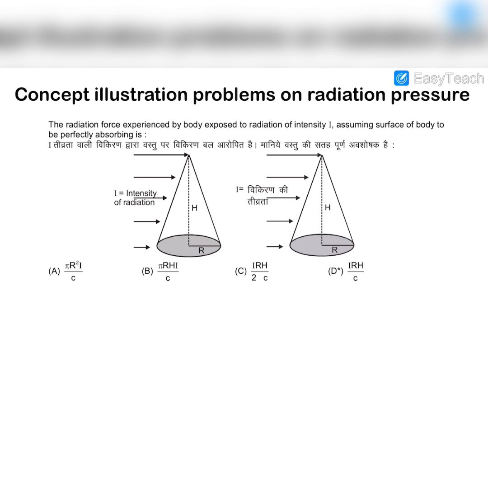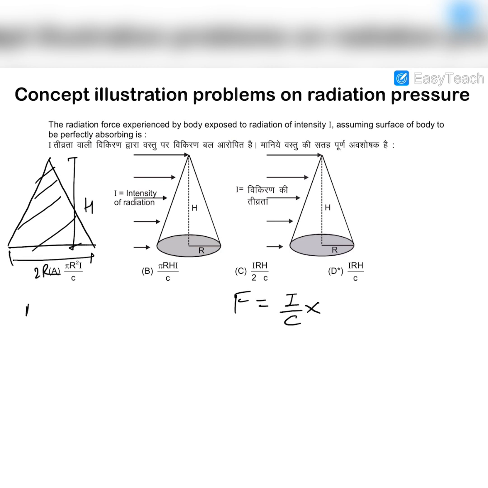In the case of the cone, when the surface is perfectly absorbing, we can just multiply the radiation pressure and the cross-sectional two-dimensional area of the cone to find out the force. So we can write the force as the radiation pressure, which is I by C, into the cross-sectional area. The two-dimensional area of this cone will be the area of the triangle, and the height of the triangle is h, and this is 2r. So the area of this triangle will be half 2rh. So the area will be rh.